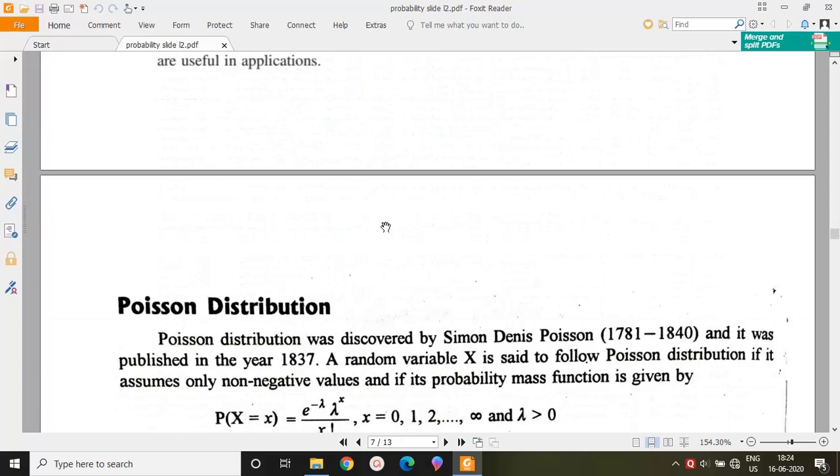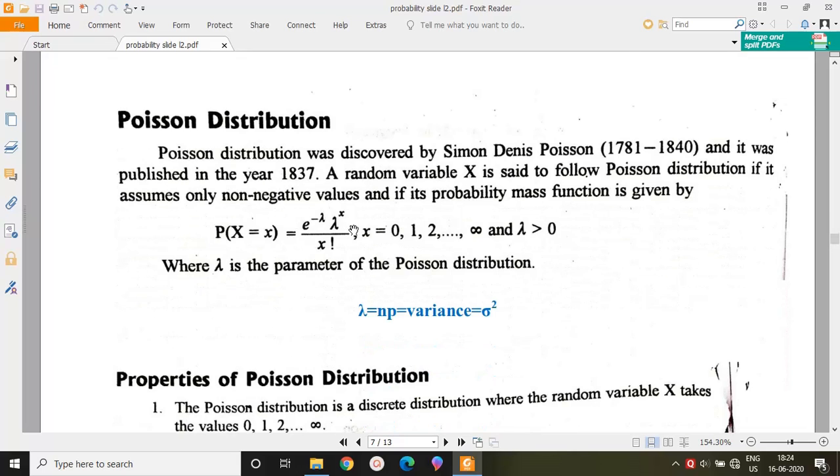Let us move on to Poisson distribution. What is Poisson distribution? I repeat that its pronunciation is not Poisson, it's rather Poisson. Poisson distribution was discovered by Simon Denis Poisson, and it was published in 1837. If you have a random variable capital X, discrete type, then the probability of capital X equals small x is equal to e to the power minus lambda, lambda to the power x by factorial x, x equals 0, 1, 2 up to infinity, and lambda is a positive number, where lambda is the parameter of Poisson distribution.